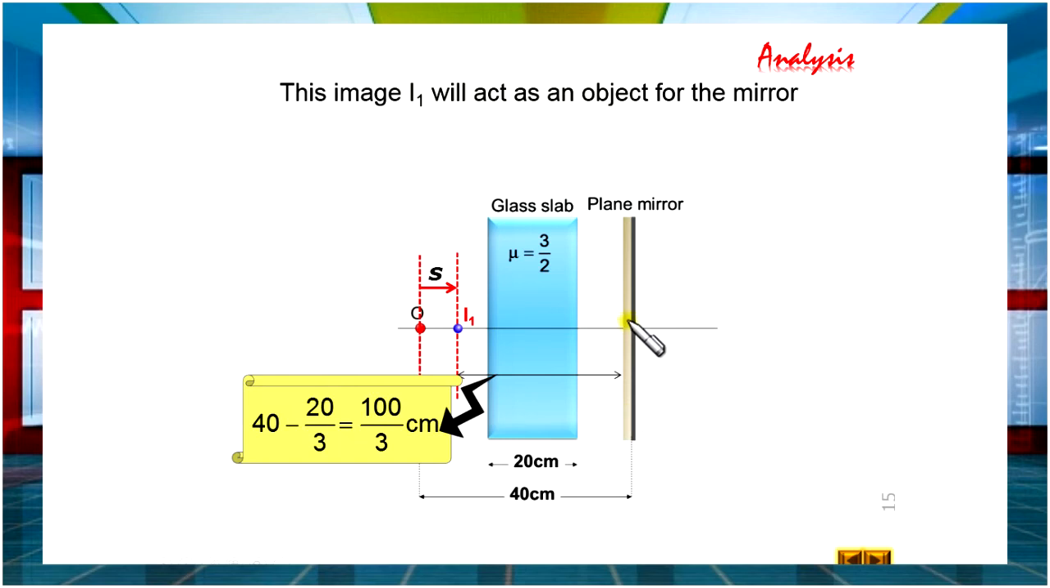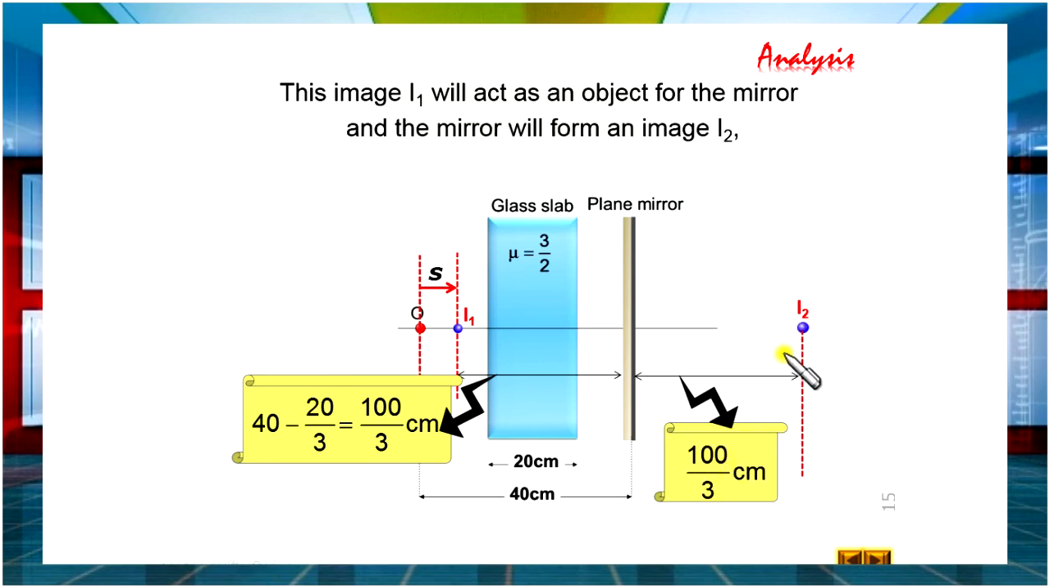And we know in image formation by a plane mirror, the object distance and image distance both are equal. That means the image formed by the plane mirror should be behind the plane mirror at the same distance, that is 100 divided by 3 centimeter here. So this distance is 100 divided by 3, and let us call the position of this image I2, right? So this is at a distance 100 divided by 3, okay?